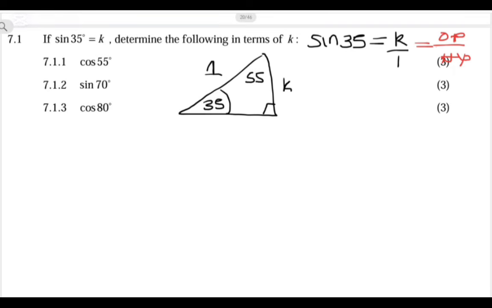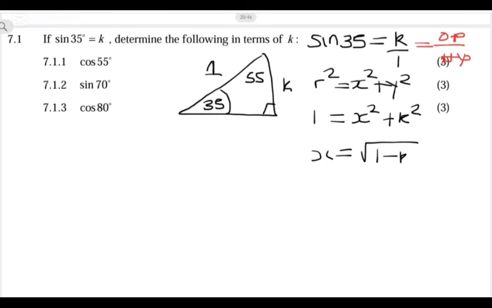So we need to find this missing side, which is the adjacent side. To find it, we're going to use the theorem of Pythagoras. The theorem of Pythagoras says that r squared is equal to x squared plus y squared. So the r here is 1, x is what we're looking for, and y is k, so y squared is k squared, because when we substitute it there, it's going to give you that. If you work this out, you're going to get that x is the square root of 1 minus k squared. So this side here is going to be the square root of 1 minus k squared if we use the theorem of Pythagoras.